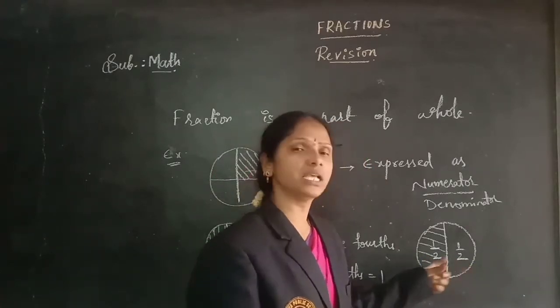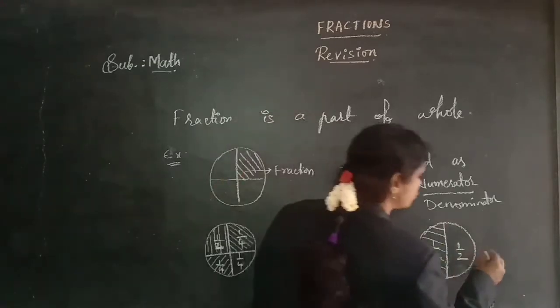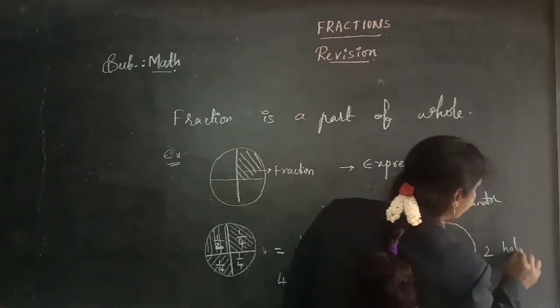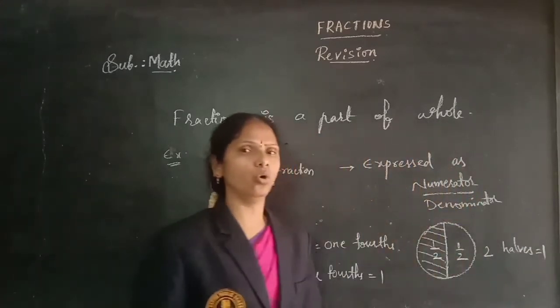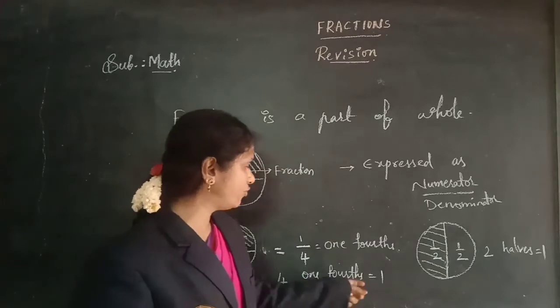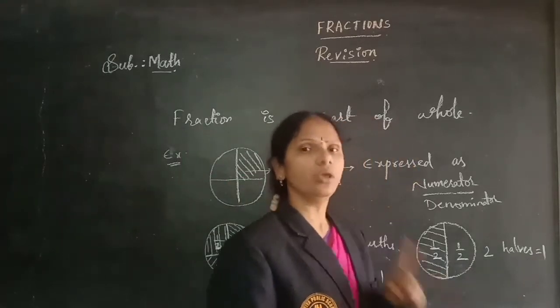Means how many half parts can we make in a whole here? 2 half parts I can make in a whole here. So 2 halves I can make in a whole. Okay, 4 1/4ths I can make in 1 whole. 2 halves I can make in 1 whole.